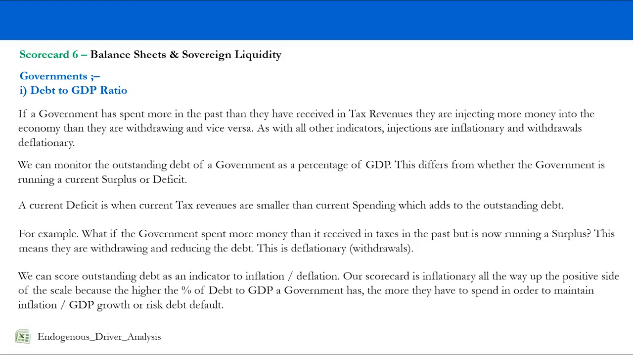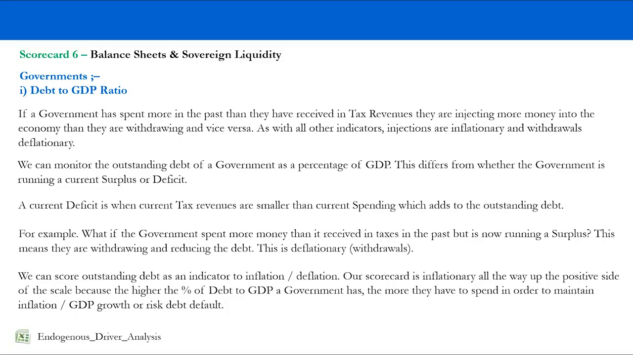And as with all other indicators that we've looked at, injections are inflationary and withdrawals are deflationary. And we can monitor the outstanding debt of a government as a percentage of GDP. And this differs from whether the government is running a current surplus or deficit, which we're going to be looking at later. So what we're looking at now is just the level of all the outstanding debt, not any new debt taken on. A current deficit is when current tax revenues are smaller than current spending, and this adds to the outstanding debt later. The outstanding debt is all spending outpacing revenues from taxes that has been taken on in the past.